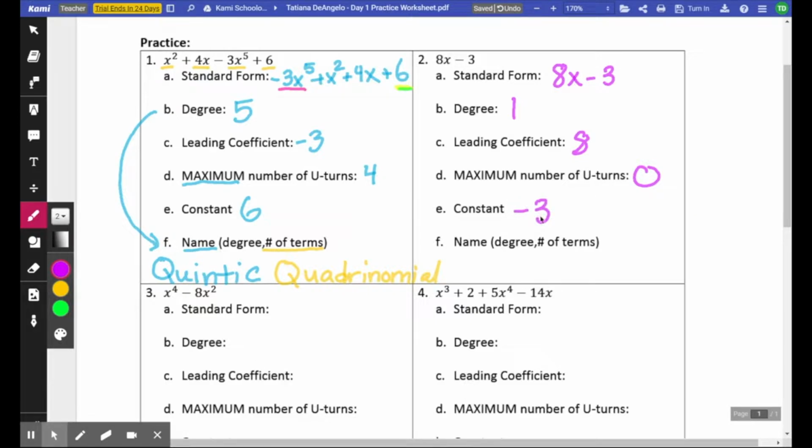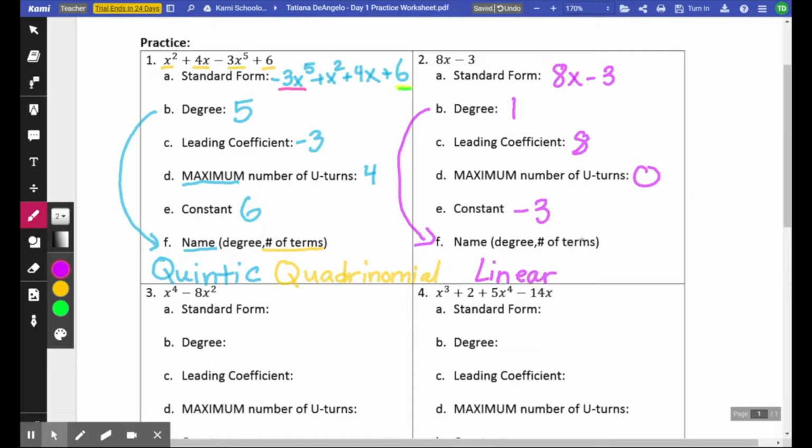And then now we're back to name. The degree plays a direct hand in the name. The degree is 1, and therefore this is a linear function. A linear function.